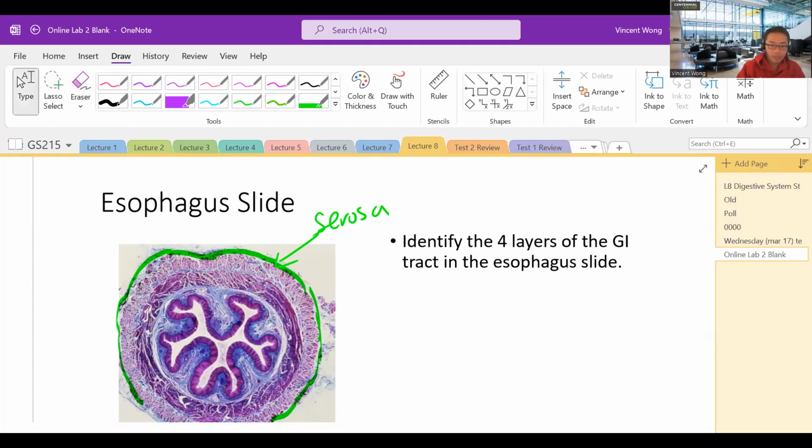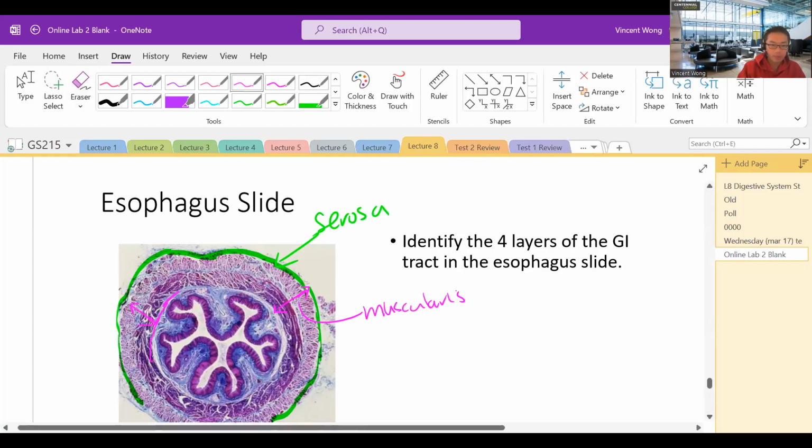These 2 layers from here to here, that's the muscularis. Okay, you can see the circular muscle on the inside and the longitudinal on the outside. So starting from here all the way to the outside, that's the muscularis.